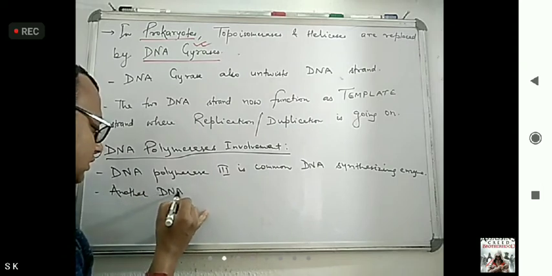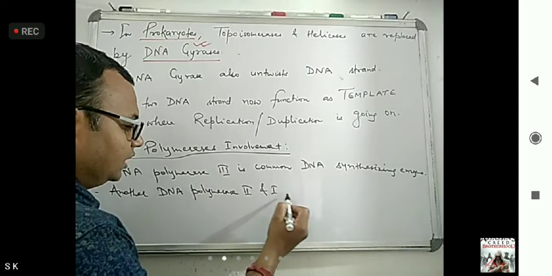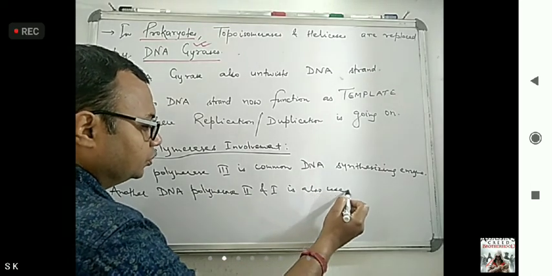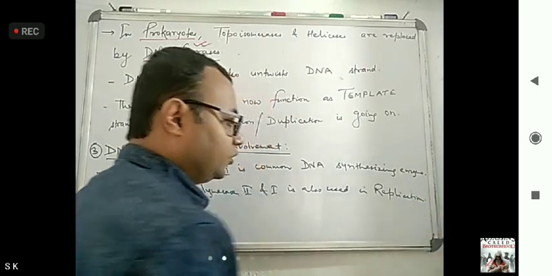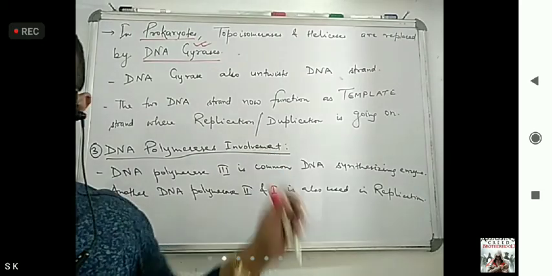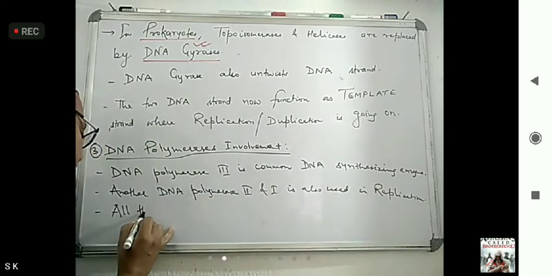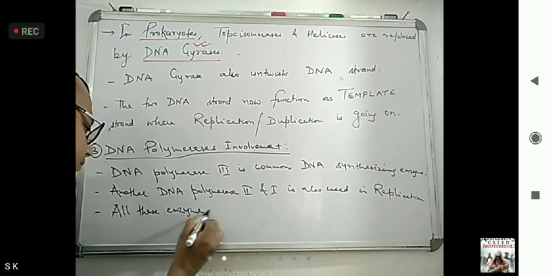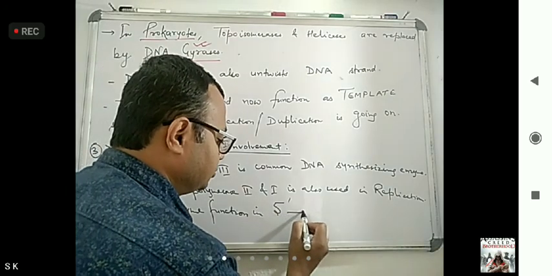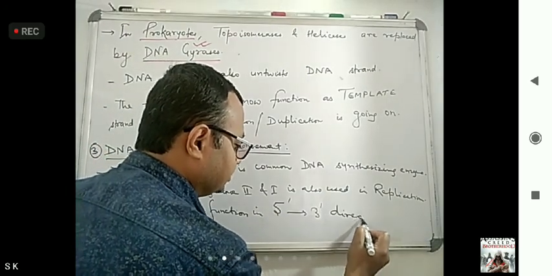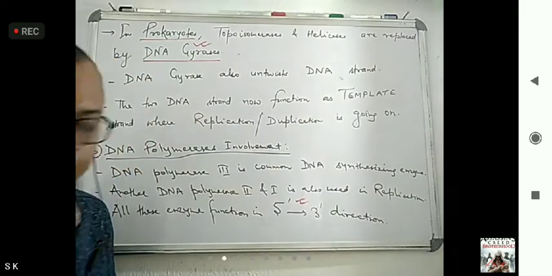Now, another DNA polymerase 2 and 1 is also used in replication. But all of them function in which direction? All these enzymes function in 5 prime to 3 prime direction. Okay, so they all move in which direction? 5 prime to 3 prime direction.